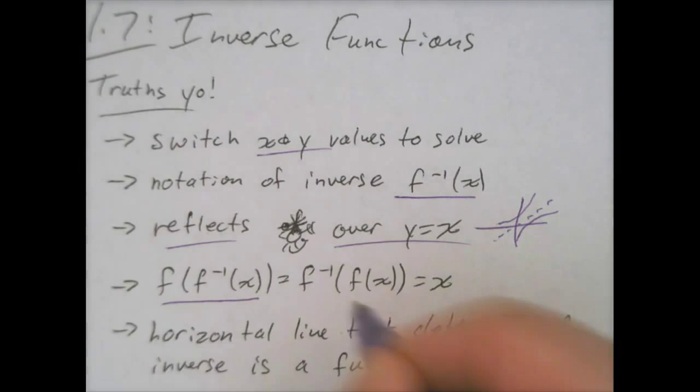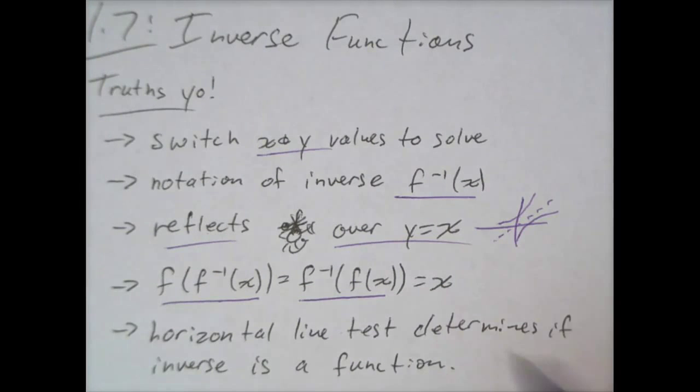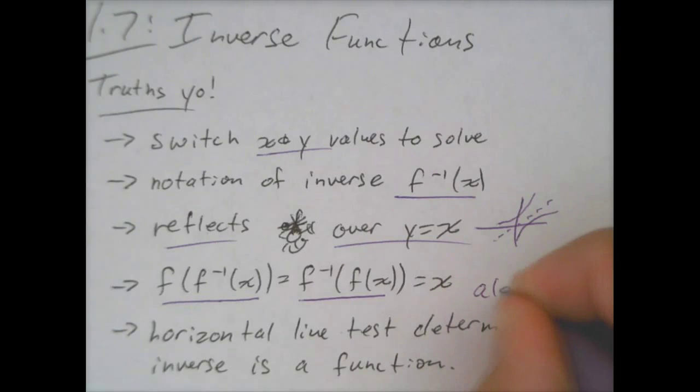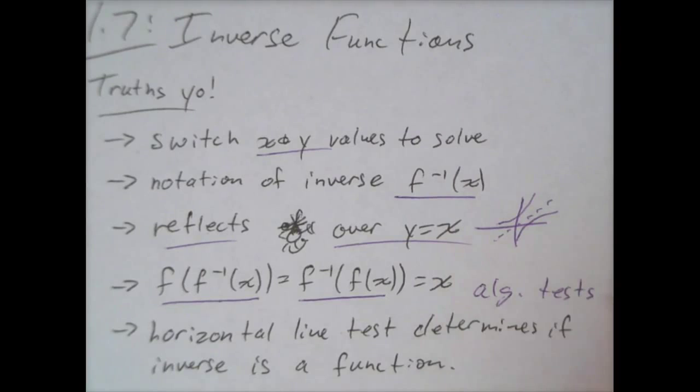If you take the composition both ways, they will both come out and simplify as x. This is going to be our algebraic test. Horizontal line test determines if the inverse is a function.